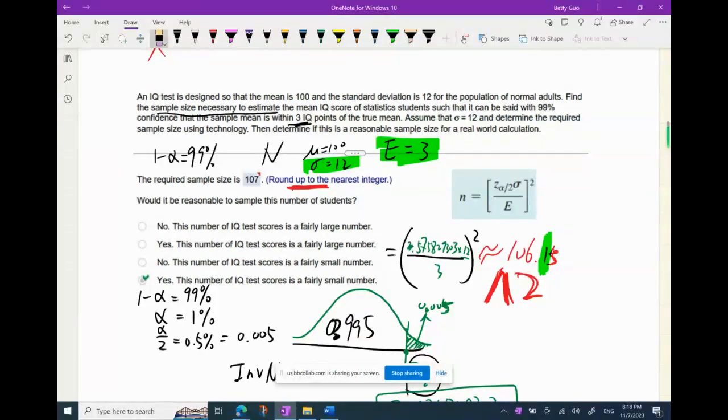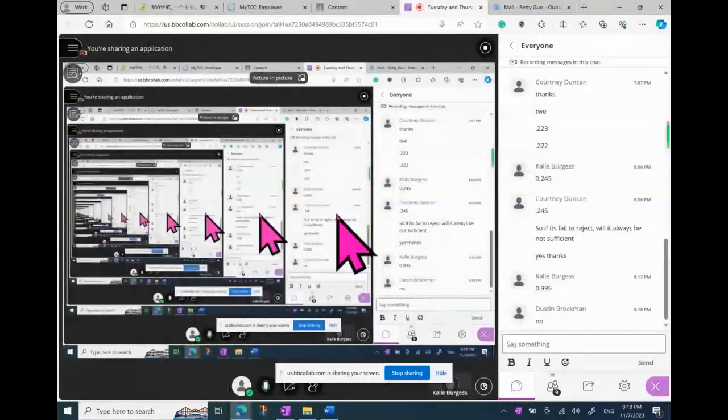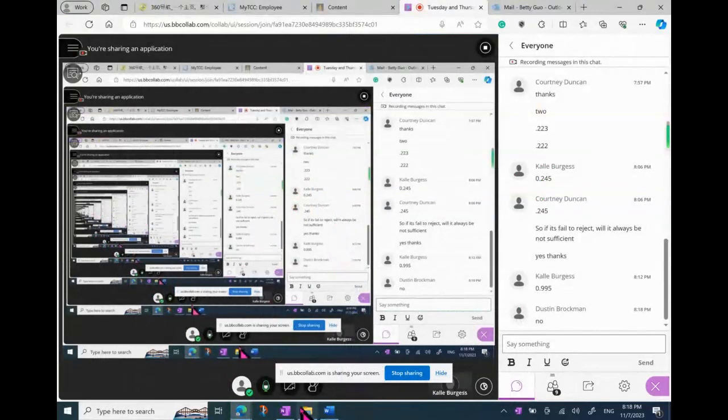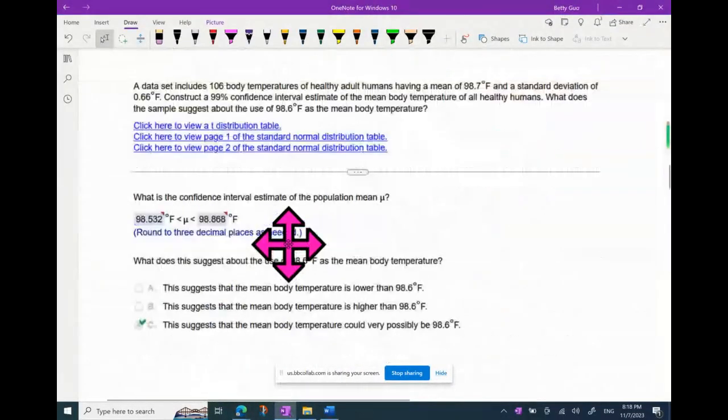It is a reasonable sample size. Would it be reasonable to sample this number? Yeah, 107, not bad. It's reasonable. All right, so this is the question. Any question about that? The formula will be given. The sample size necessary for confidence interval estimate of the population mean. Okay, then we move on to the next question.